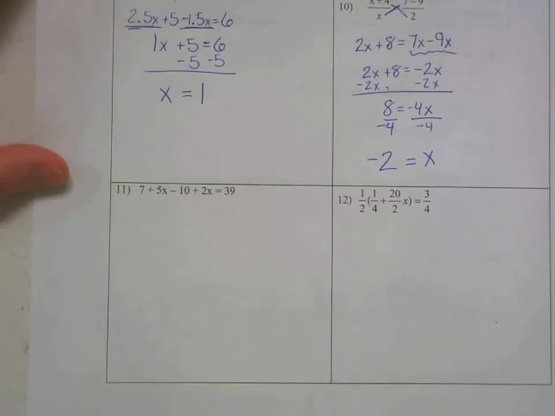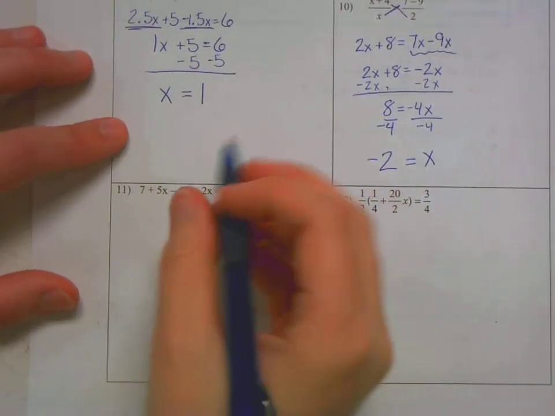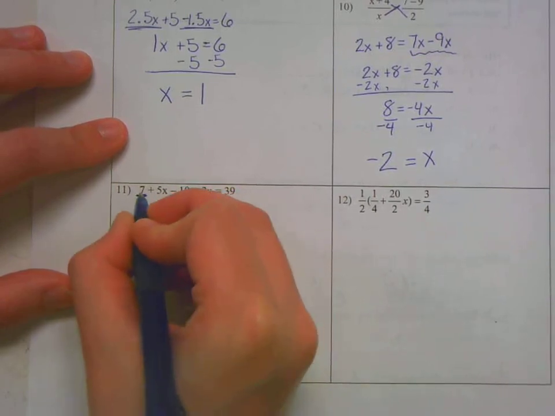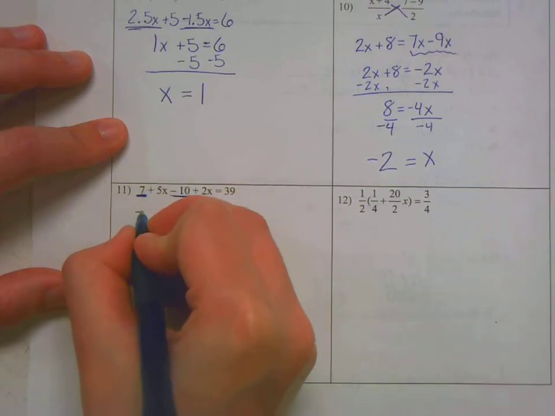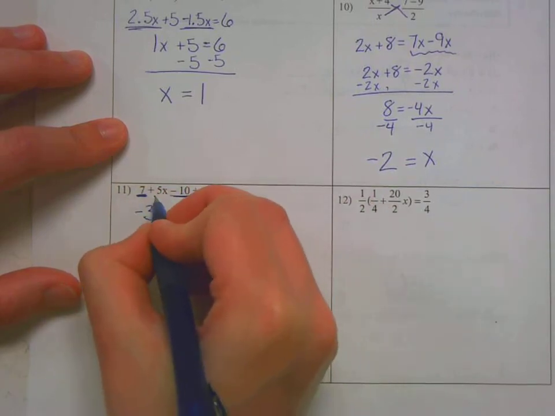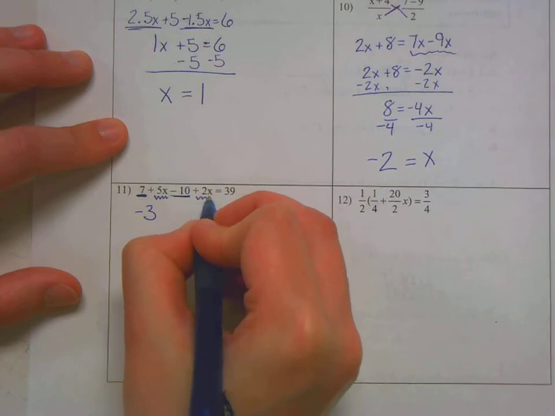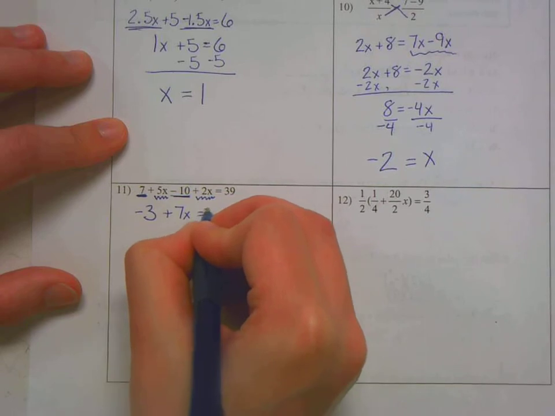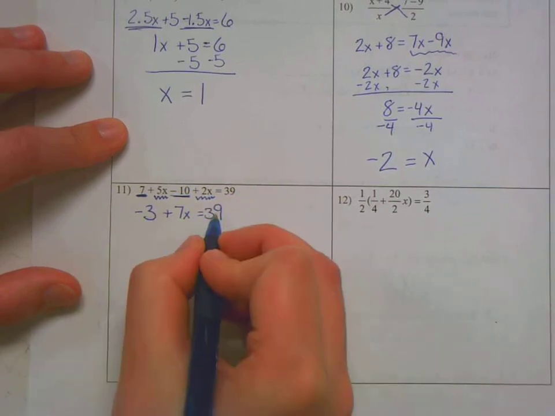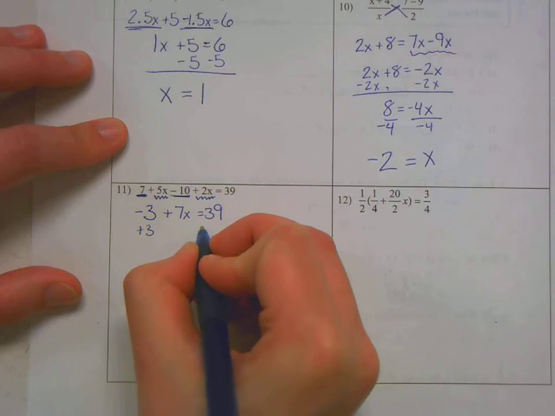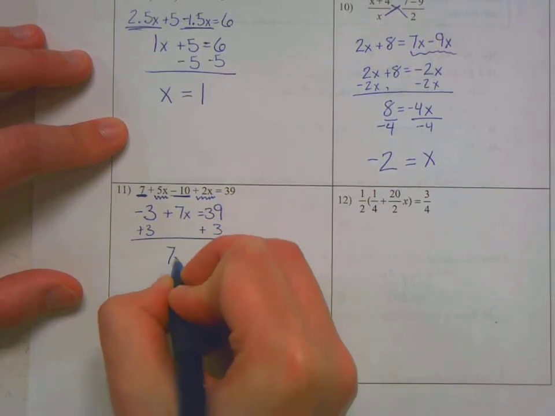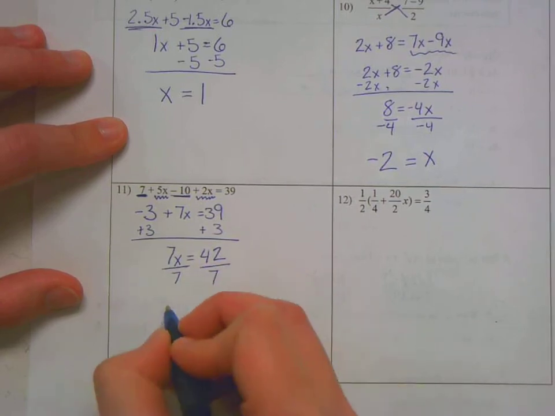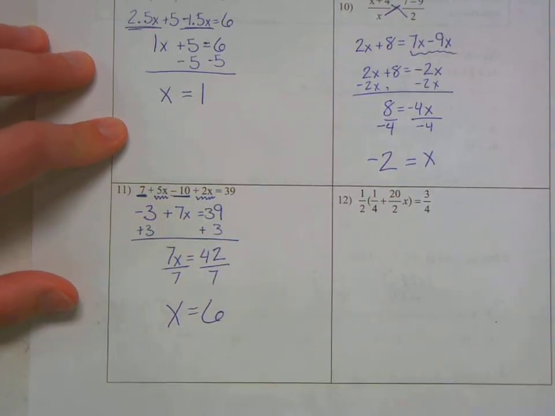Number 11, nothing to distribute, no parentheses, so I'm going to skip right to combining my like terms. On the left, there are 2 whole numbers. 7 minus 10 is negative 3. And there are 2 x values. Positive 5 plus 2 would be positive 7x. Move my whole number so that it's with the other whole number on the right. And then divide by 7. So x equals 6.